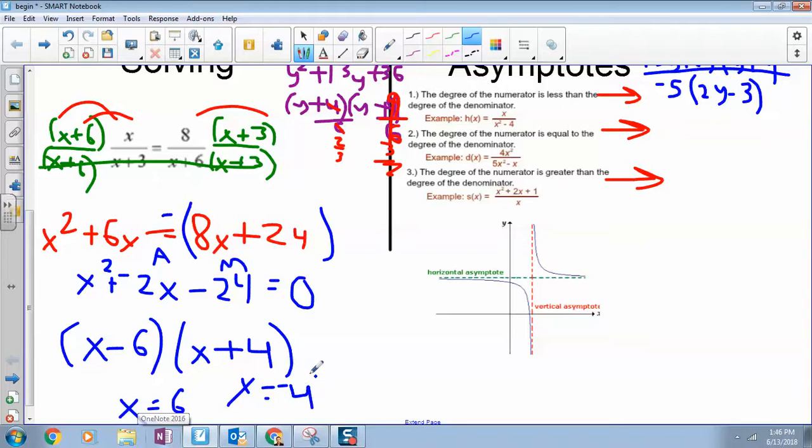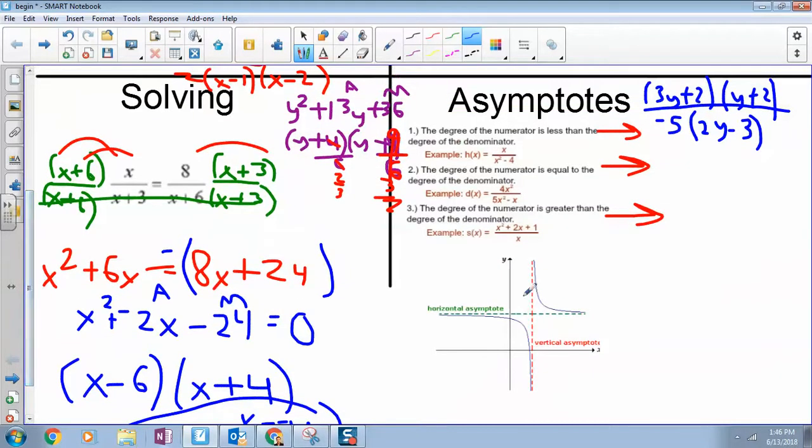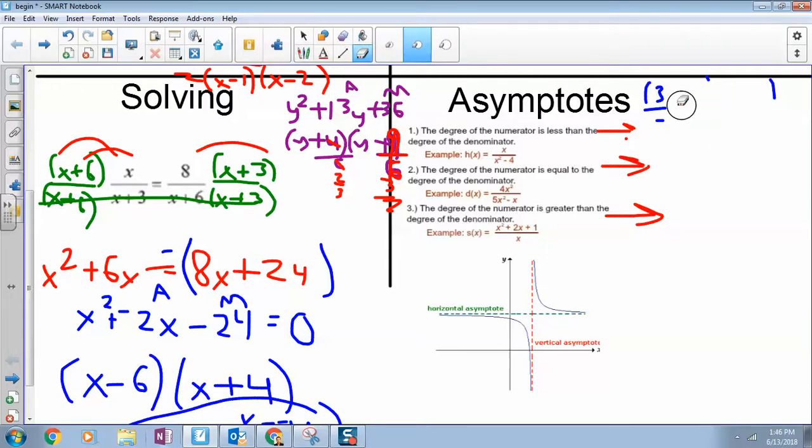Alright, last major concept in this chapter is asymptotes. So first of all, an asymptote is where a graph curves. So here's an example. This is a vertical asymptote, and this is a horizontal. So how do you calculate these? The rules are really, really easy. So if you read this one, it says the degree of the numerator is less than the degree of the denominator. So if the degree of the numerator is less than the degree of the denominator, alright, the asymptote is going to be at 0.